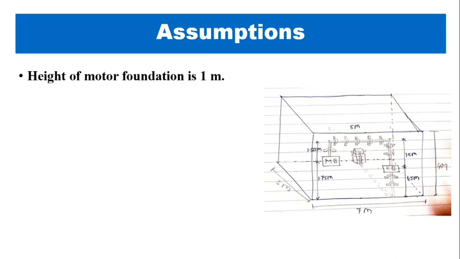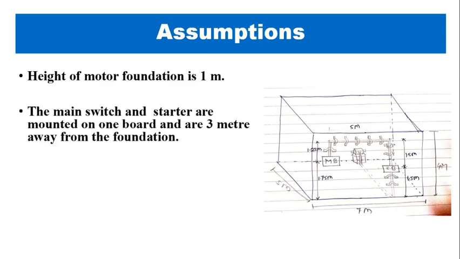The next one is the main switch and starters are mounted on one board and are 3 meter away from the foundation. 3 meter away, which is given in your example. This main switch and starter, which is mounted on one board, that is this control board, is 3 meter away from the motor foundation. Therefore this distance is 3 meter.